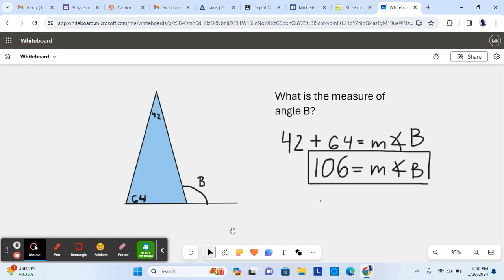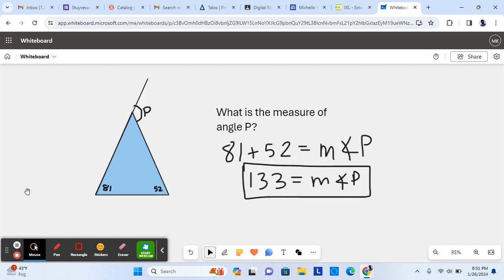So for the first question, we have what is the measure of angle B? And it's on the outside of the triangle. So we need to look at the two remote interior angles, which are 42 and 64, and add them up. And that gives us 106 as the measure of angle B. Let's move on to the next problem.